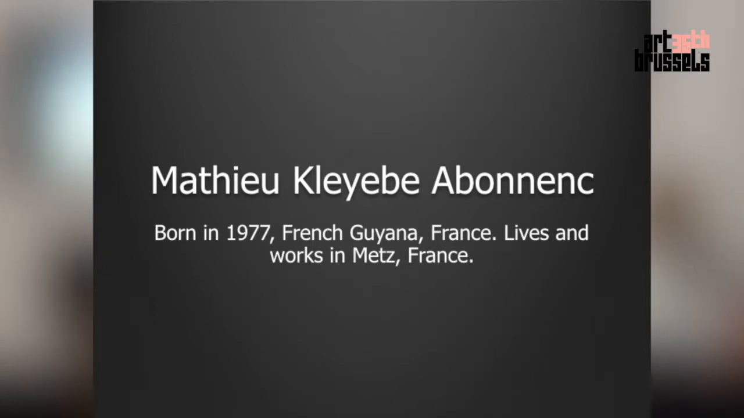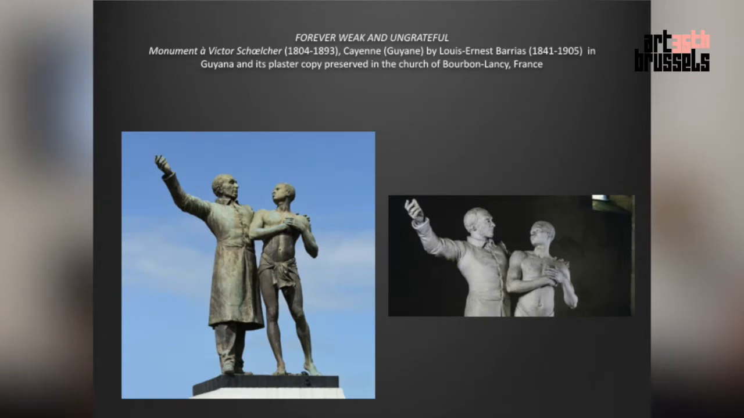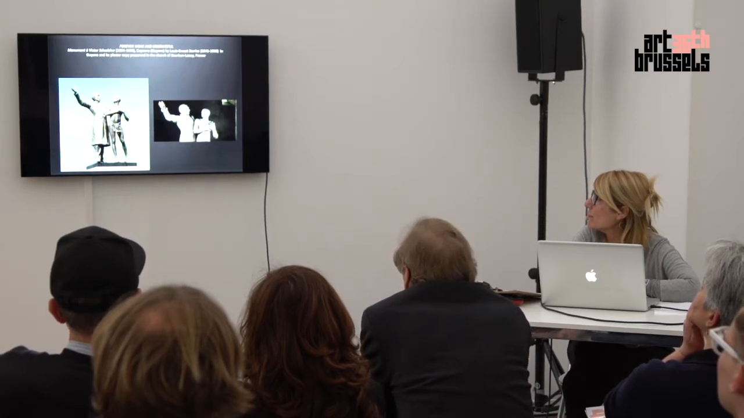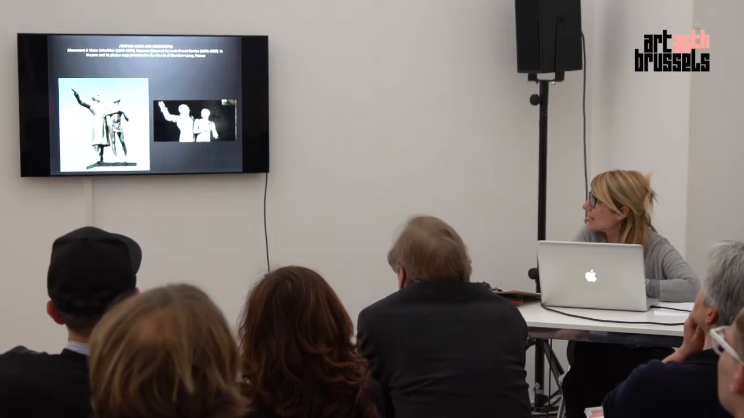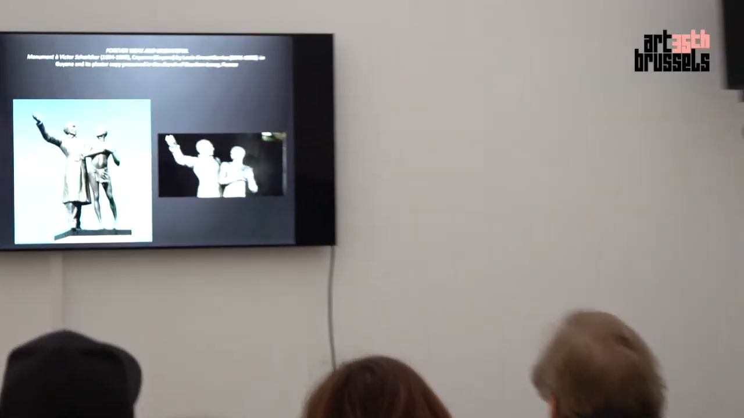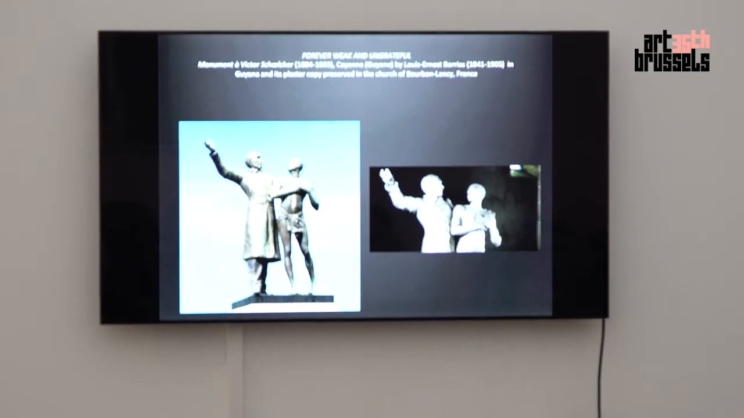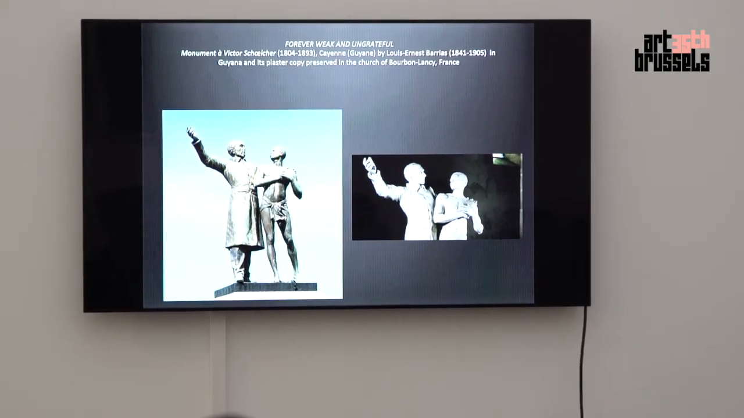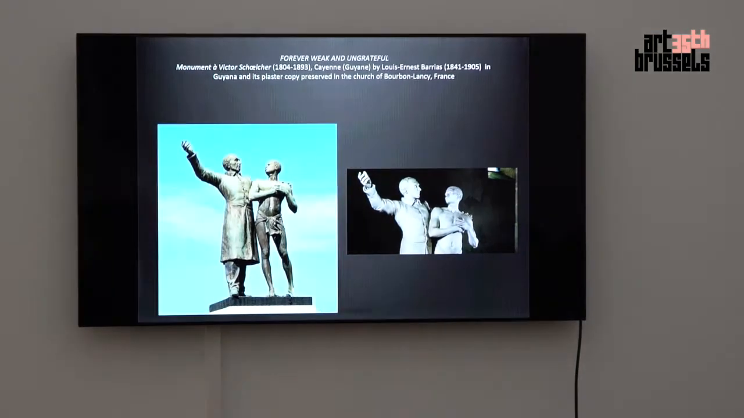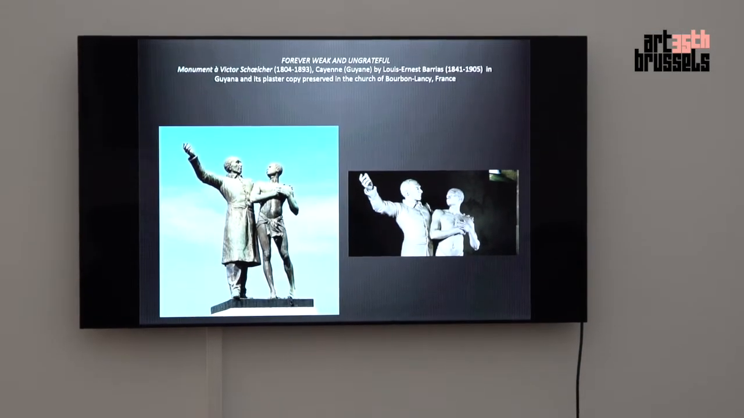Mathieu Cleyebe Abonanc made a photographic and sculptural project based on a statue that one finds very, very often in the French Antilles. This particular one was a statue by Ernest Louis Barriat, a 19th century neoclassical sculptor, and it depicts a very famous 19th century statesman, Victor Schoelcher. Victor Schoelcher was actually responsible for furthering the abolition of slavery in France. And here you can see him in this statue, in this very grandiose gesture, sort of liberating a black slave.